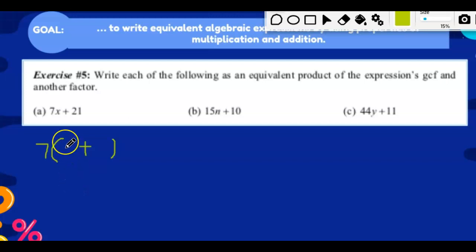You have to break it up. Okay, so I took a factor of 7 from 7x. So what will be the remaining factor so that when I multiply them together, it will be 7x? We're taking them apart this time. What is that factor that I'll multiply by 7 to equal 7x? Anybody could help?